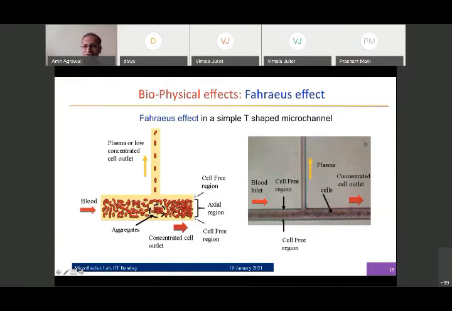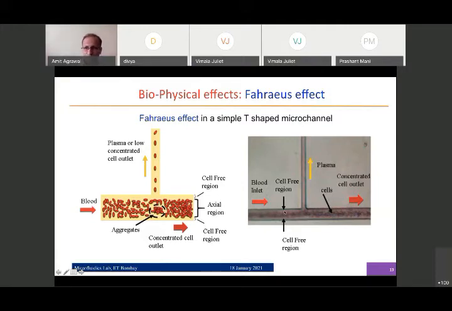And if you have to understand why this happens, if you look at the shearing which is happening, the shearing is maximum at the wall and minimum at the center. So the cells have a shear-induced migration, or they tend to avoid regions of high shear. Therefore, they tend to move away from the walls and tend to move towards the center. And this is a nice effect that one can exploit.